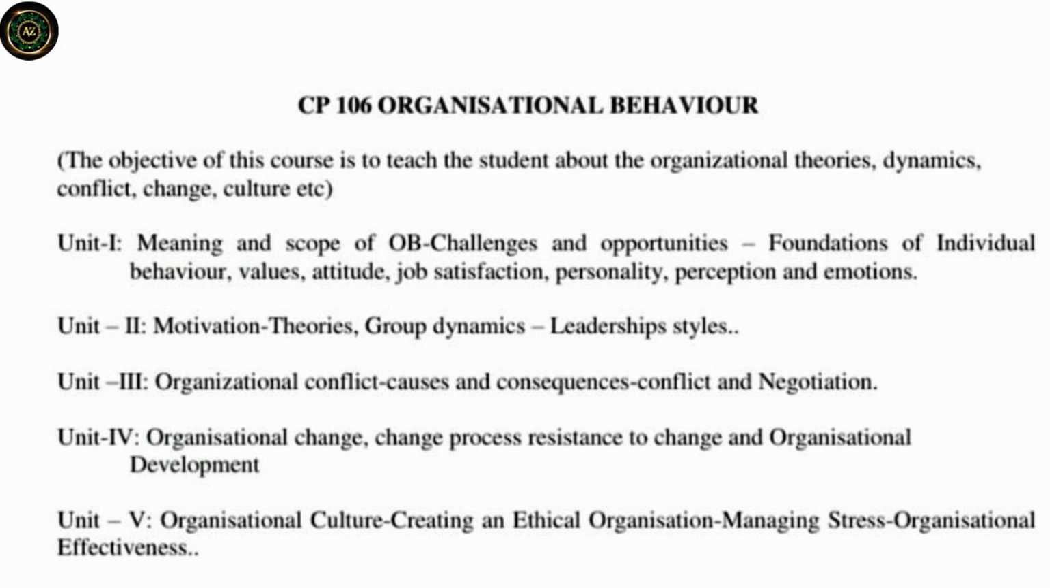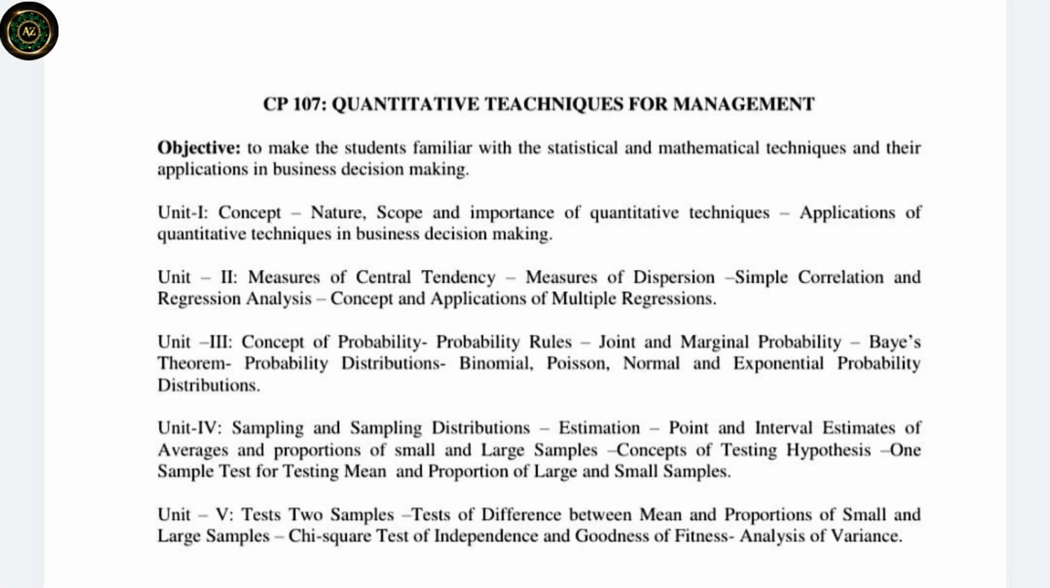Unit 3: Organizational Conflict, Causes and Consequences, Conflict and Negotiation. Unit 4: Organizational Change, Change Process, Resistance to Change and Organizational Development. Unit 5: Organizational Culture, Creating an Ethical Organization, Managing Stress, Organizational Effectiveness. CP 107, Quantitative Techniques for Management. Objective: to make the students familiar with the statistical and mathematical techniques and their applications in business decision-making.